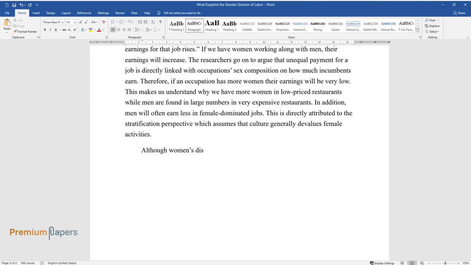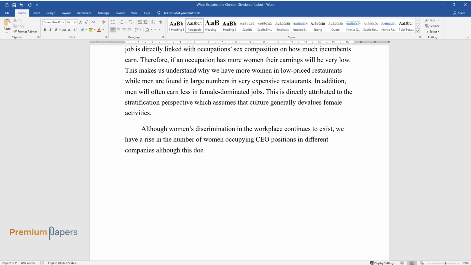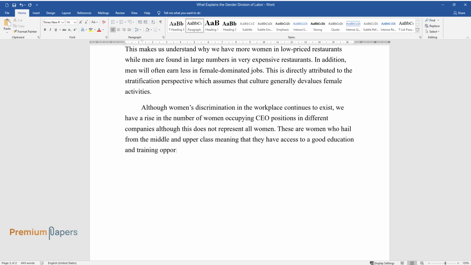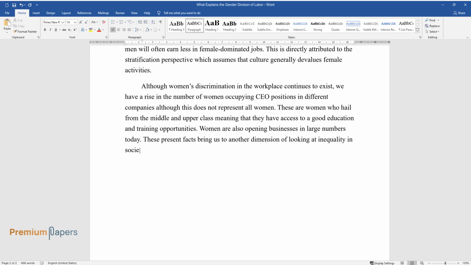Although women's discrimination in the workplace continues to exist, we have a rise in the number of women occupying CEO positions in different companies, although this does not represent all women. These are women who hail from the middle and upper class, meaning that they have access to a good education and training opportunities. Women are also opening businesses in large numbers today. These present facts bring us to another dimension of looking at inequality in society.